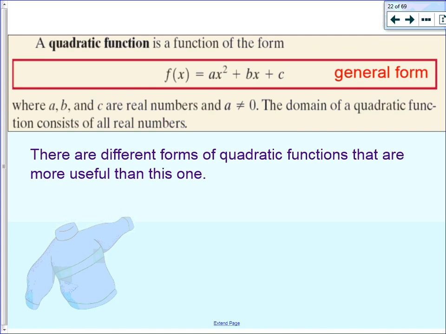So you're going to have either an upside down U, and that occurs if a is negative, or you're going to have a right side up parabola if a is positive.